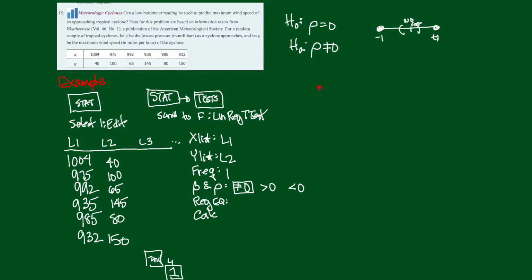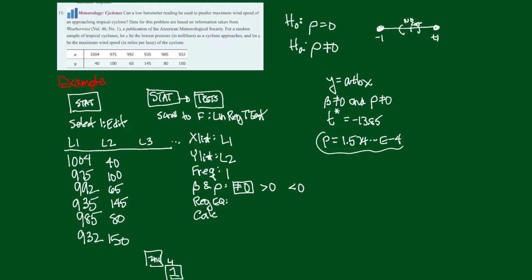Now when you calculate, here's what your screen looks like. You've got y equals a plus bx. Then you've got beta not equal to 0 and rho not equal to 0. That's what we're testing. Then you've got this t star value. That's really our computed value if we were doing it with the critical region approach, -13.85. But here's what we're looking for. The p-value. I'm reading 1.574, but then I got this e -4. All right, that's my p-value.